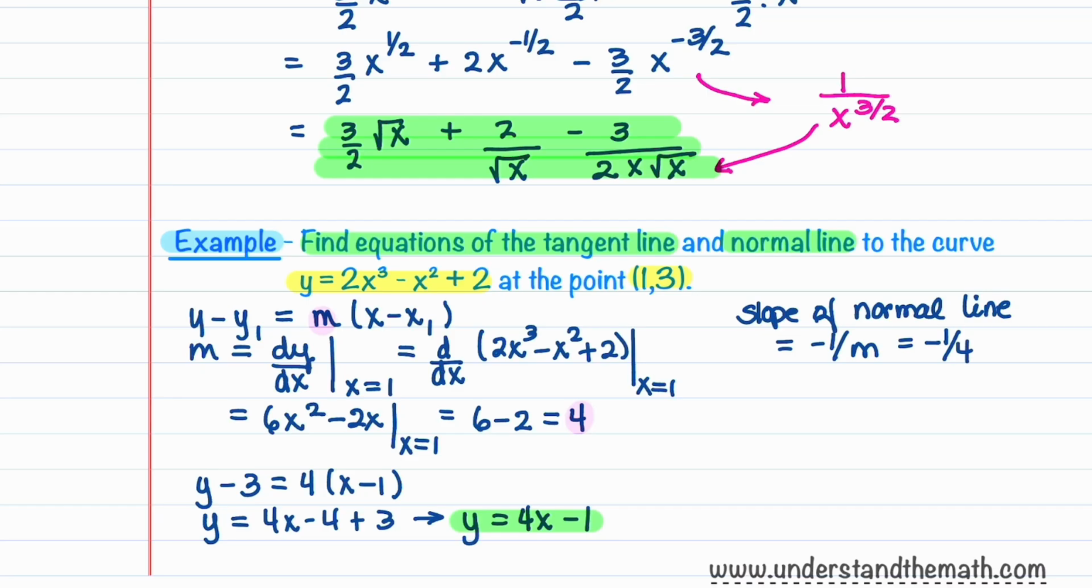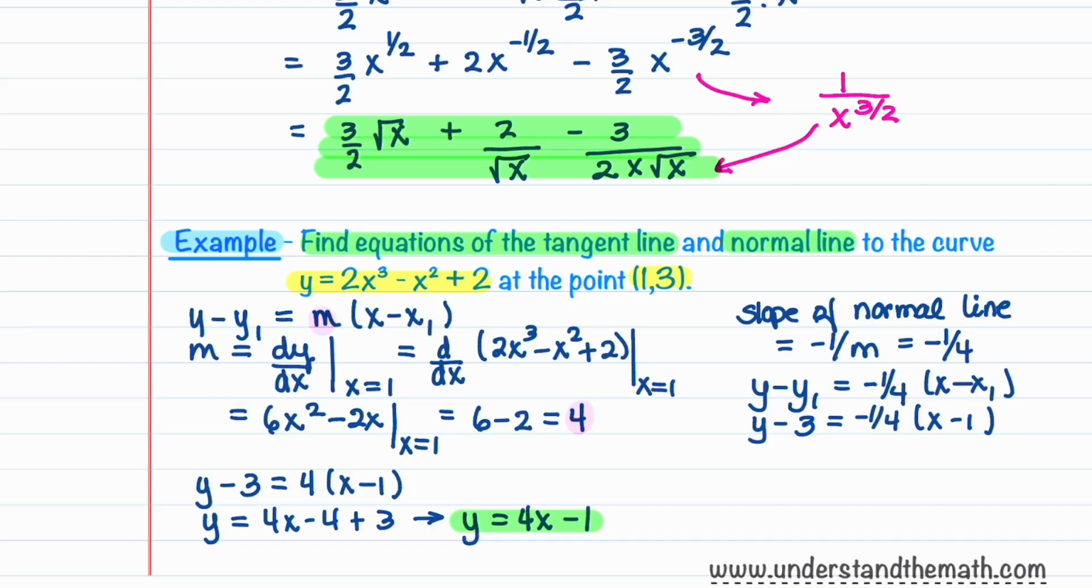Now we do the same thing. Let's write down our general equation. y minus y1 is equal to our slope. We'll go ahead and put in minus 1/4 times x minus x1. Now we're going to substitute in that y1 is 3, x1 is 1. So this gives us y minus 3 is minus 1/4 times x minus 1.